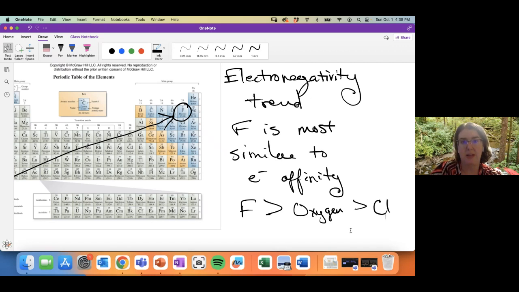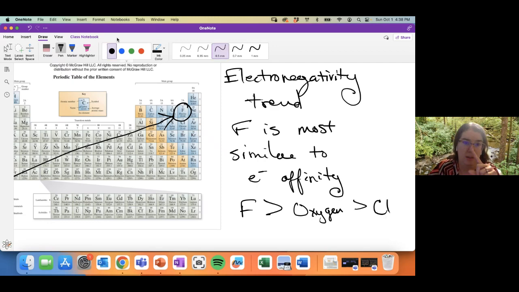So electronegativity is a trend. When we talk about electronegativity, we usually talk about this atom versus that atom, and which one is more electronegative than the other. So we're usually talking about individual atoms.